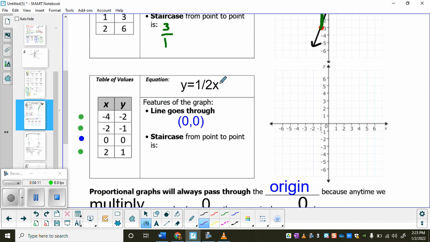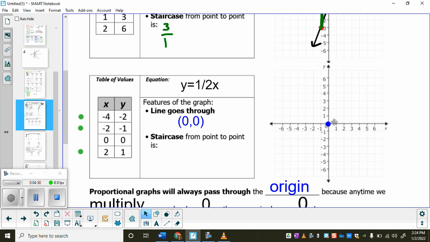This equation was 1/2 x because if we take a half of each of these, we get these. So half of 2 is 1, half of 0 is 0, and again, it's going to go through the origin. If I did a half of negative 2, I get negative 1, and half of this, I get this. So let's just go ahead and plot these points in our table of values.